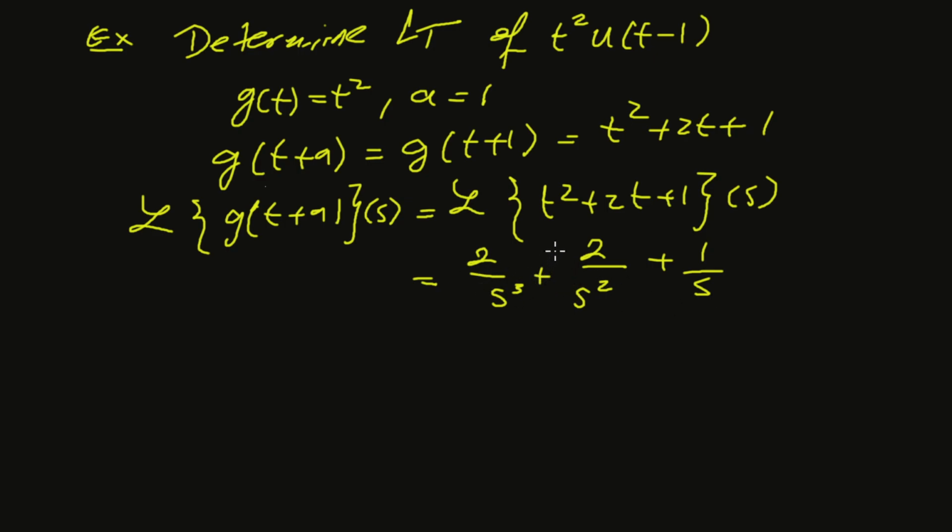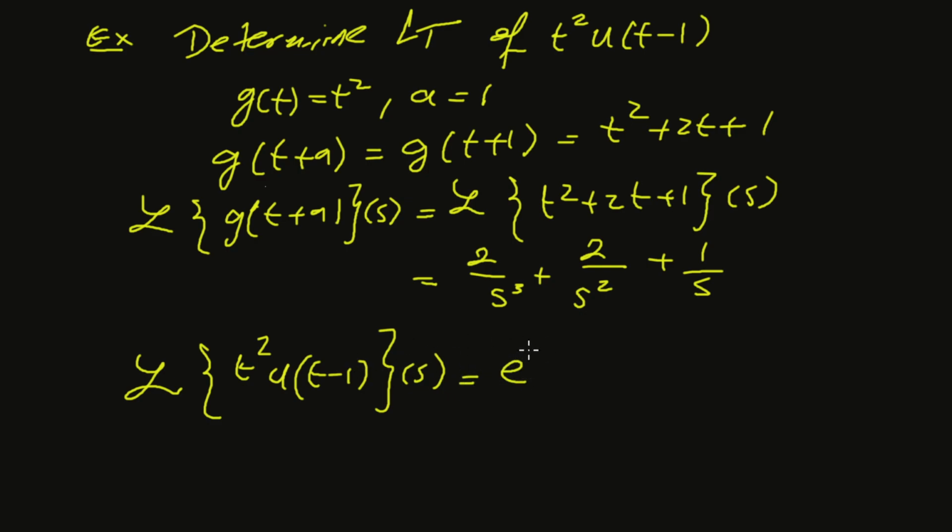Alright, so now that we know the transform for t squared, we can employ the last formula we did. The Laplace transform of t squared times u of t minus 1 on s is just going to be e to the negative s times this: 2 over s cubed plus 2 over s squared plus 1 over s.